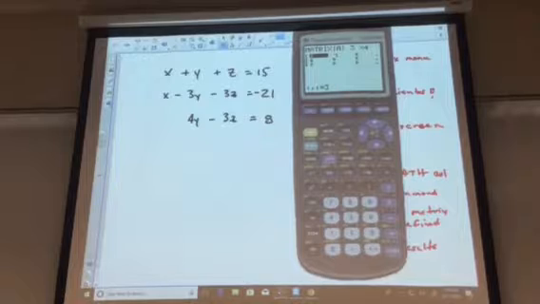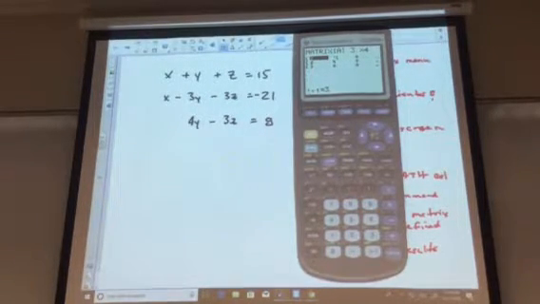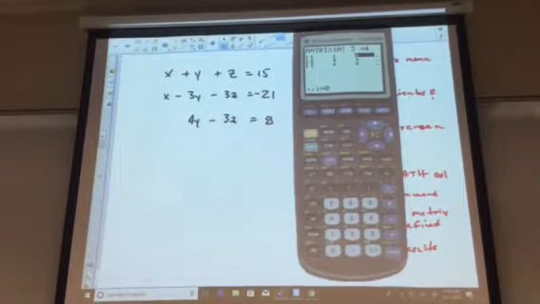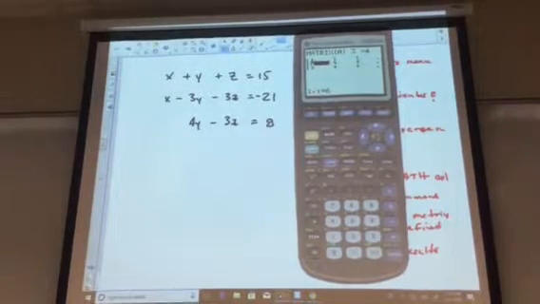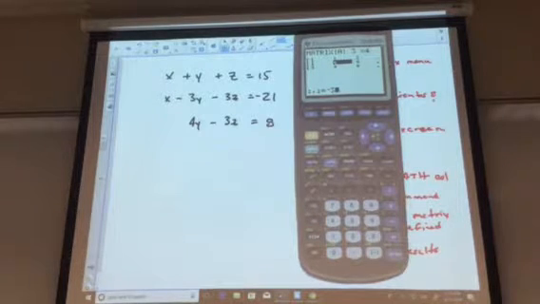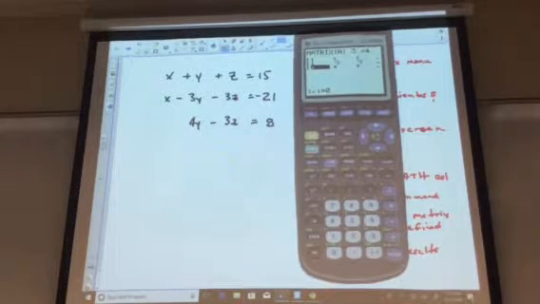Okay, so now we need ingredients. So the top row values that we're putting in, not the variables, only the coefficients. And those are respectively 1, 1, 1, and then the constant value of 15. Second row, 1, negative 3, negative 3, negative 21. And the last row, 0.